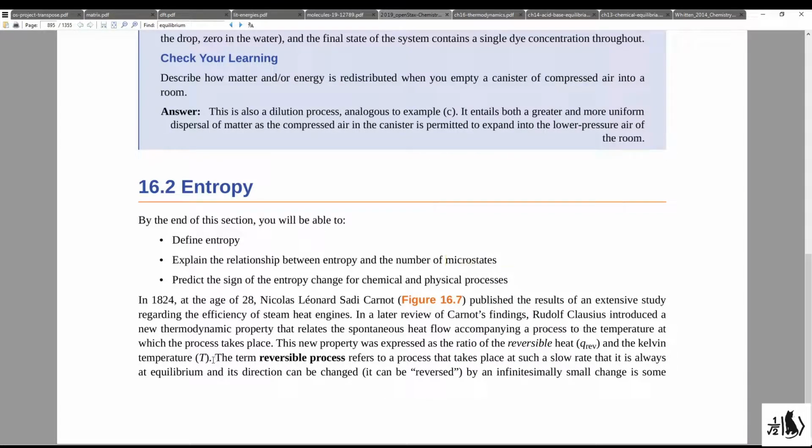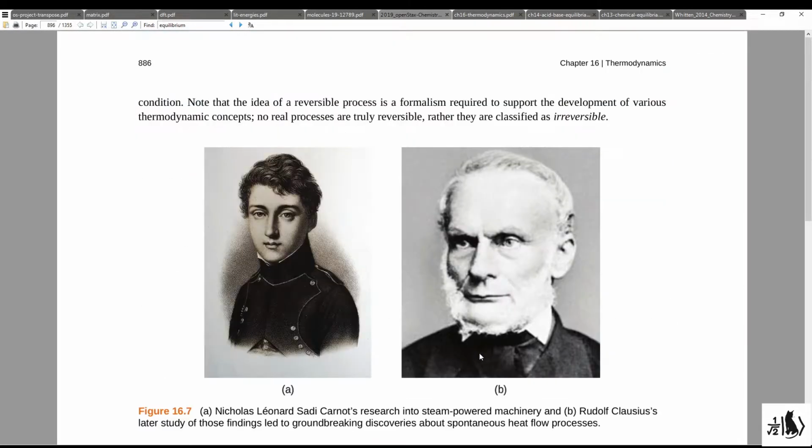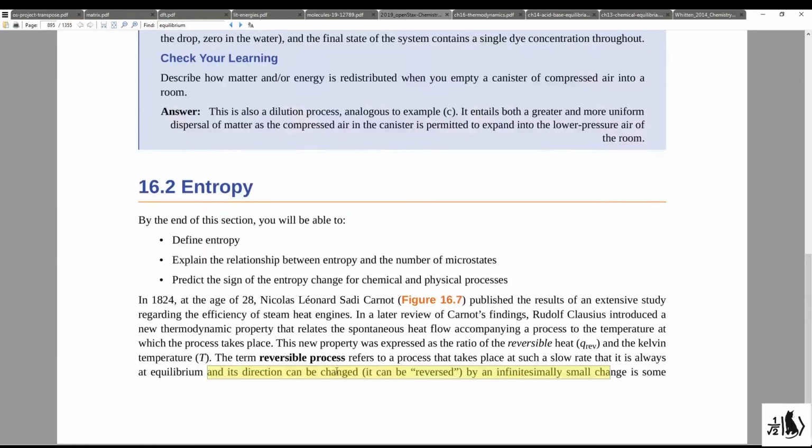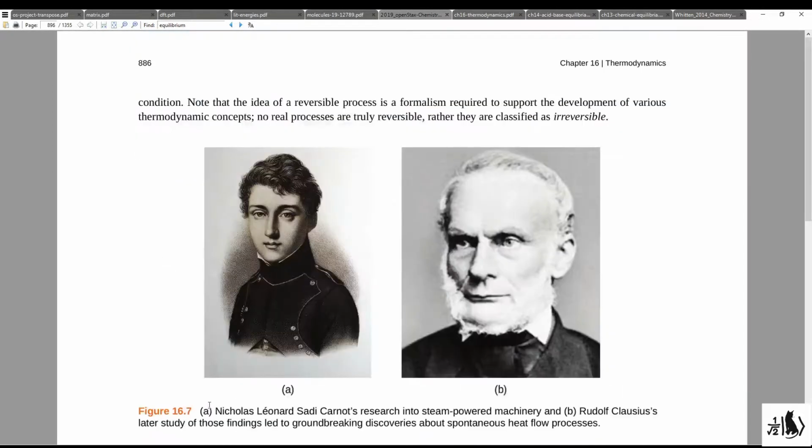I want to introduce the term reversible process. A reversible process refers to the process that takes place at such a slow rate that it is always at equilibrium, and its direction can be changed, or reversed, by an infinitesimally small change. And so, a reversible process, you really don't find these around in nature. Most things that we see are irreversible processes. Things aren't always at equilibrium.